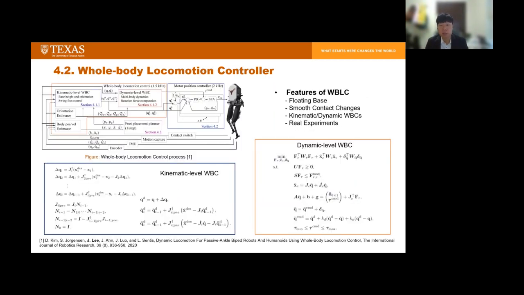The second whole body control approach is called the whole body locomotion controller. It is updated at 1.5 kilohertz, which is also very fast. We combine both kinematic level and dynamic level control. Using kinematic whole body control, we compute the desired joint position, velocity, and acceleration, of course, given the desired trajectories. In turn, we consider robust dynamics and contact force constraints in the dynamic whole body control architecture. Based on the solution to the optimization problem, we obtain the torque command with the desired joint references.